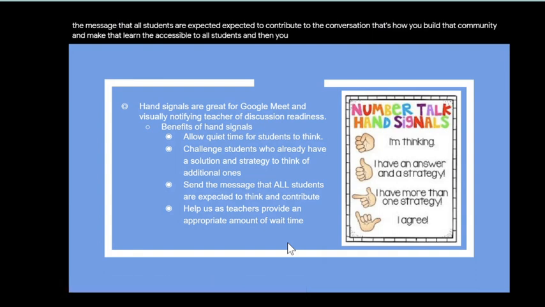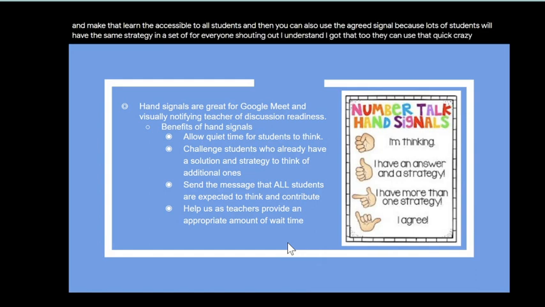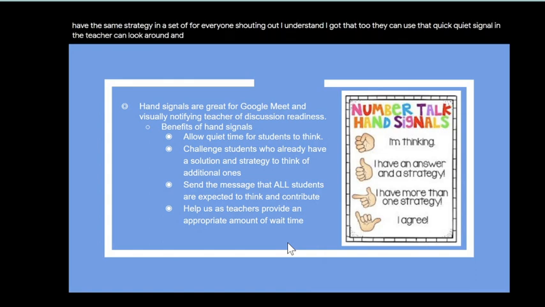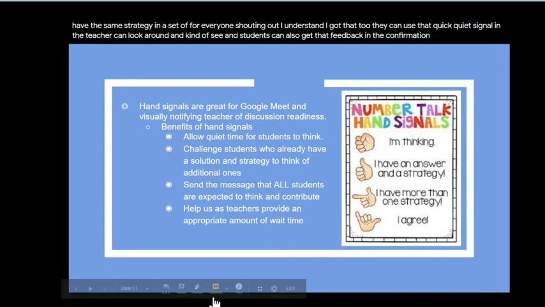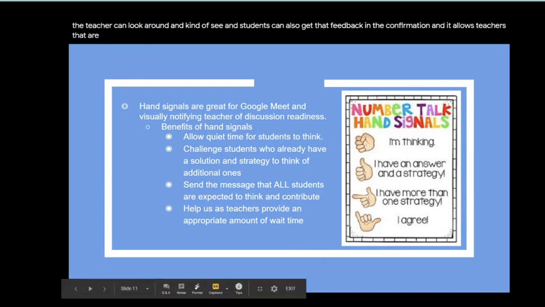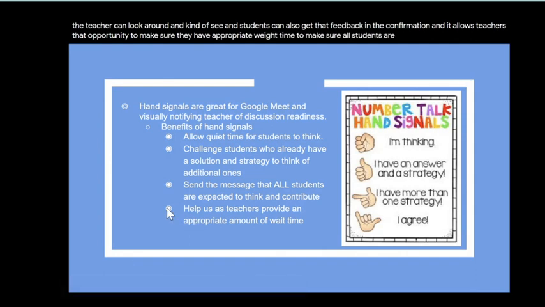And then you can also use the agree signal because lots of students will have the same strategy. And instead of everyone shouting out, I understand, I got that too, they can use that quick, quiet signal and the teacher can look around and see, and students can also get that feedback and confirmation. And it allows teachers that opportunity to make sure they have appropriate wait time to make sure all students are engaged.